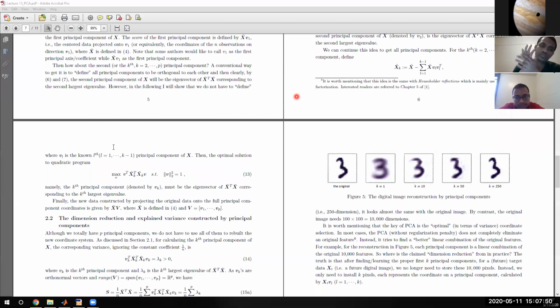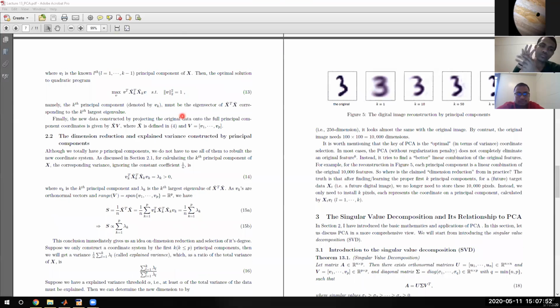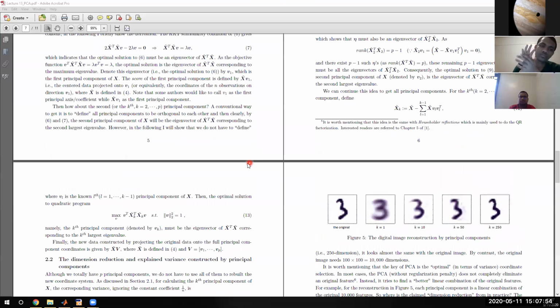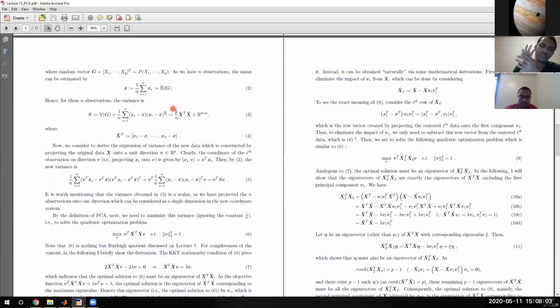Yes? Yeah, here actually S is the covariance matrix, right? Yes. Okay, so if we use a correlation matrix instead of covariance, will we get the same result? No, because the correlation here doesn't make sense. I want the variance to be as big as possible. You know what I mean?